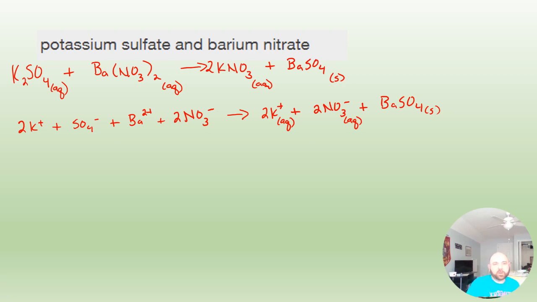So now we can determine what our net ionic equation is by canceling the same ions on either side. So I see the 2 K pluses can be canceled. They are spectator ions. The 2 nitrates can be canceled. They are spectator ions. So the net ionic equation here is SO4 2 minus plus Ba2 plus gives us barium sulfate, solid.